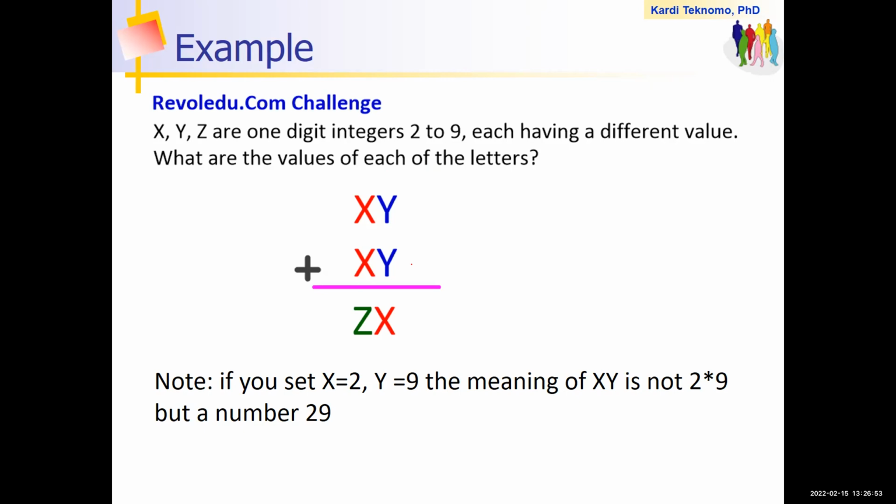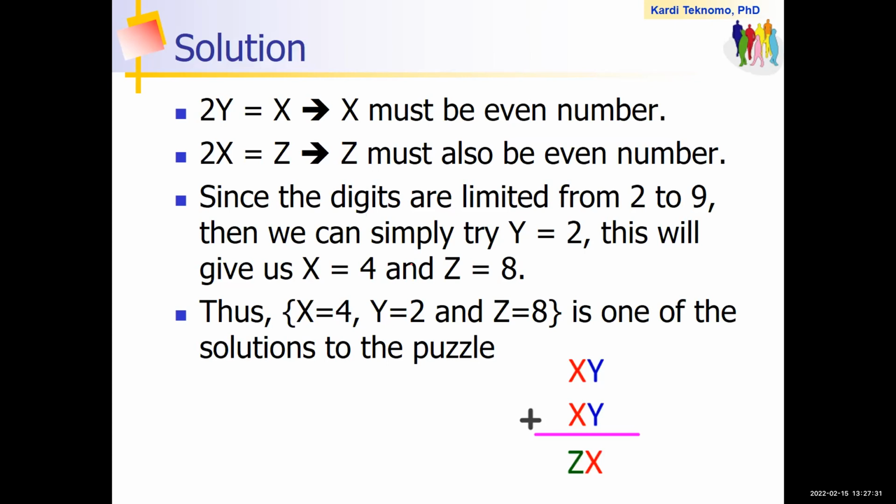From 2 to 9. So there is a domain. The domain is 2, 3, 4, 5, integers up to 9. And each has a different value. The question is, what are the values of these letters, x, y, and z? Please note that if x is 2, for example, and y is 9, the meaning is not 2 multiplied by 9, but it's the number 29, a two-digit number. Right? So then the solution is something like this.